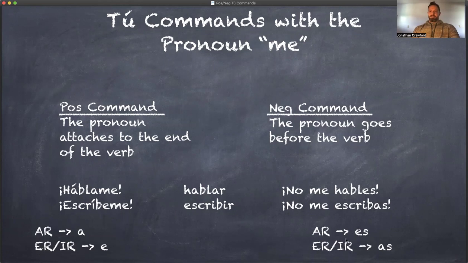These are the endings if they're negative. So for tú, no hables or no escribas. And then once again, if it's specifically related to me, then I say no me hables or no me escribas. Okay, don't talk to me, don't write me. Okay, so let's go ahead and do some exercises.